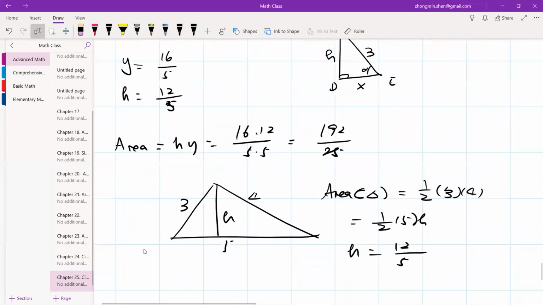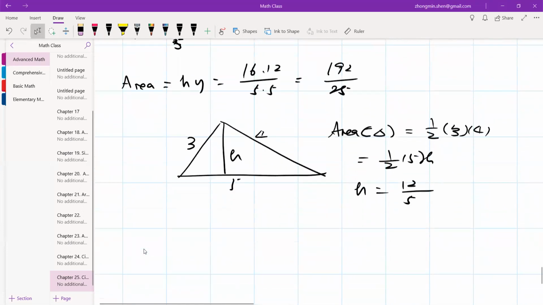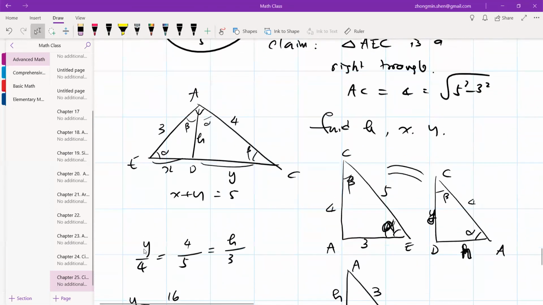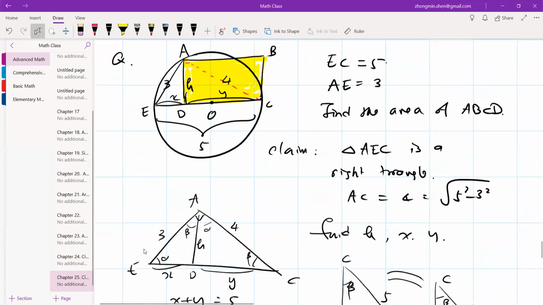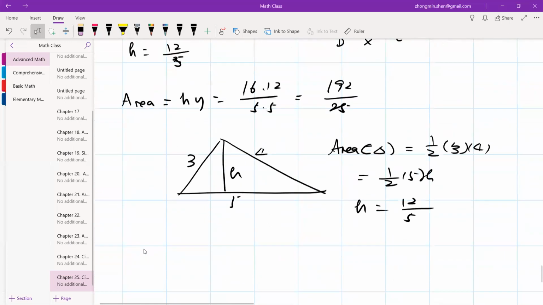Similar triangles. Okay, let's try the next one.